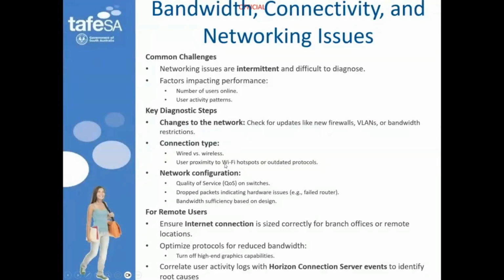Also consider proximity to wireless hotspots, Wi-Fi hotspots, or outdated protocols. Network configuration: there's quality of service on switches. Is it impacting what you're trying to access? Do you even have quality of service implemented? Dropped packets can indicate hardware issues or failed routers. Then there's bandwidth sufficiency based on the design. If you know there's a bottleneck in your design, that might be causing all of these.